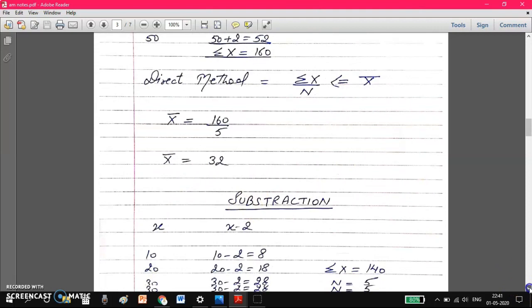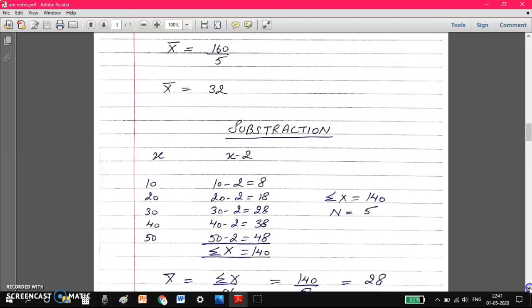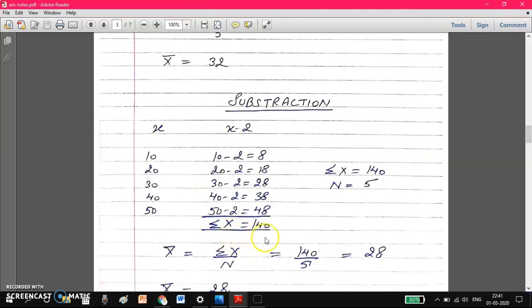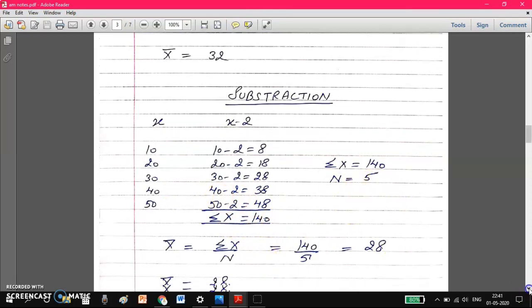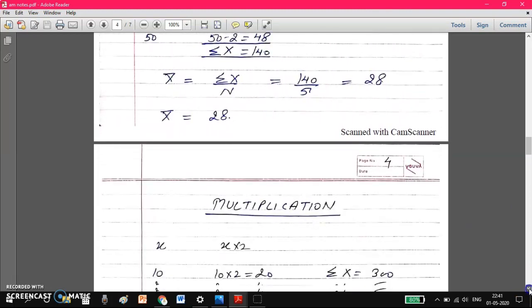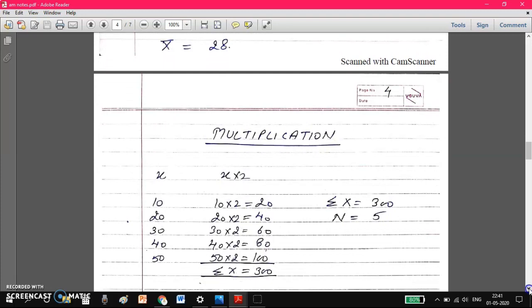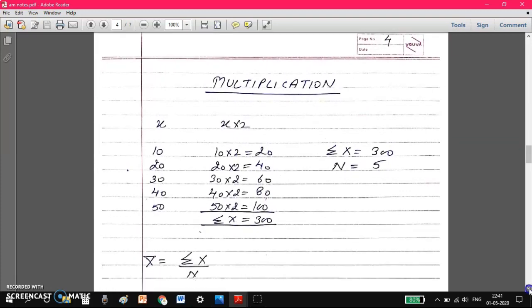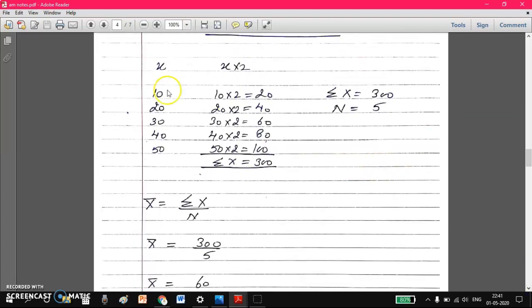And so as in all other methods, we'll deduct 2 from all the numbers, and in the end we'll add all of them and count the number of series, and by using the direct method we'll find the answer. And again, the multiplication is also the same. See, this is done by me. This is quite easy. This is the multiplication. Here you have to multiply by 2.